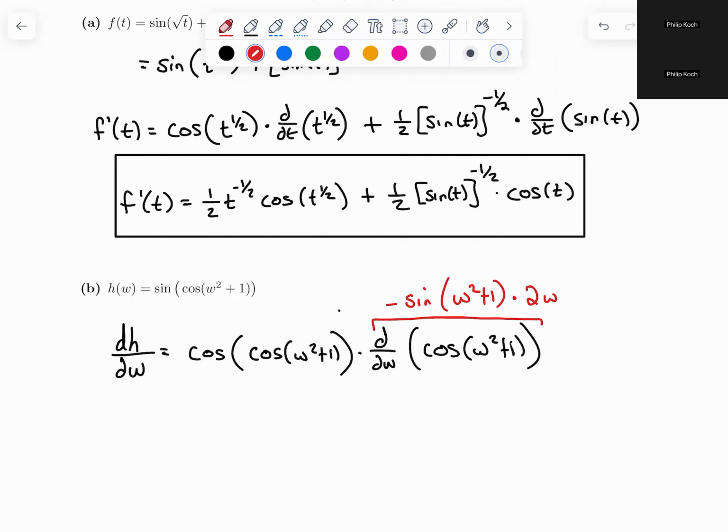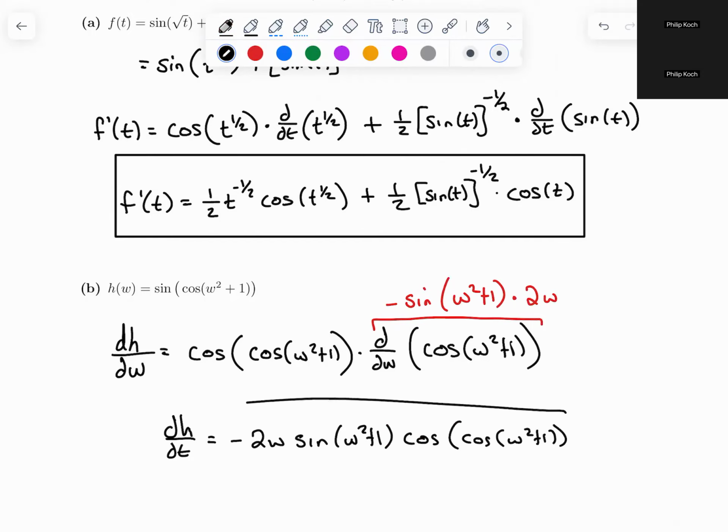So at the end of the day, combining it all and making it look nice, dH dt is going to equal negative 2w sine of w squared plus 1 times cosine of w squared plus 1. And that's good.